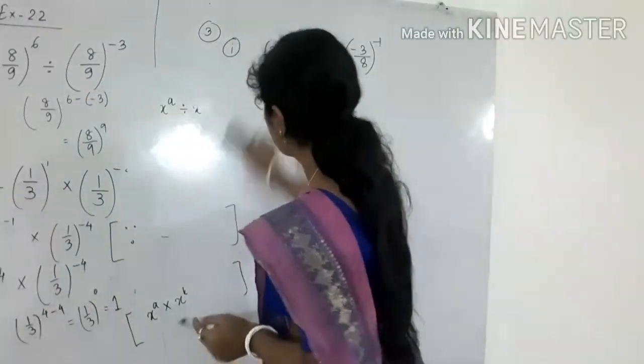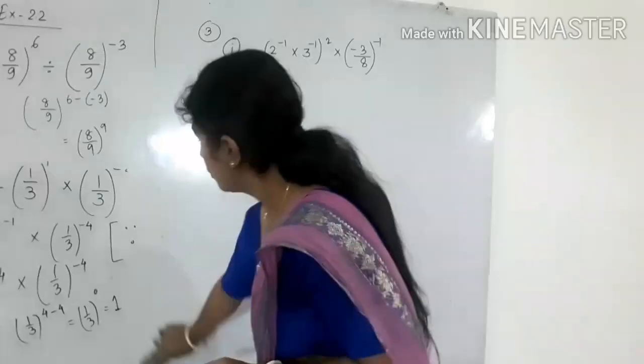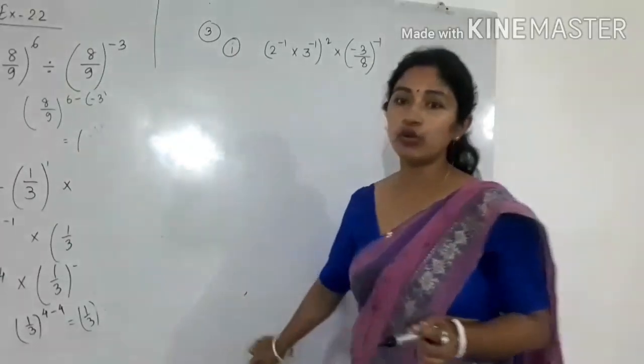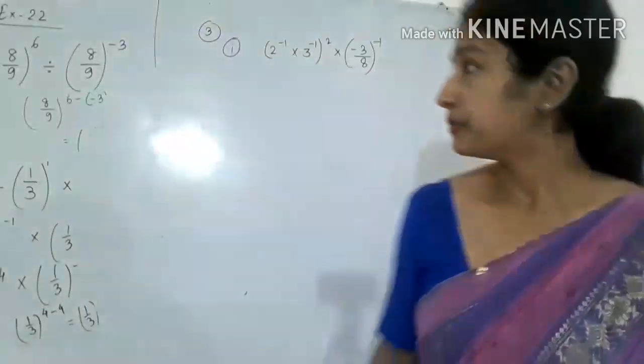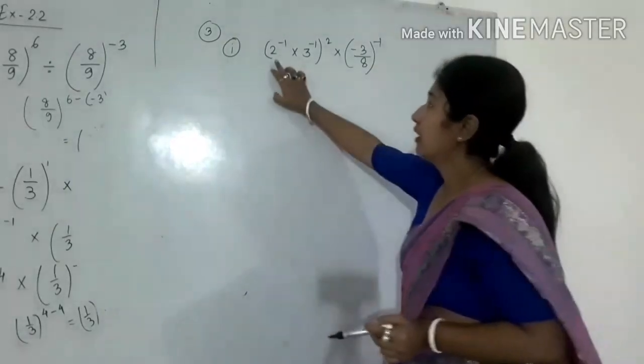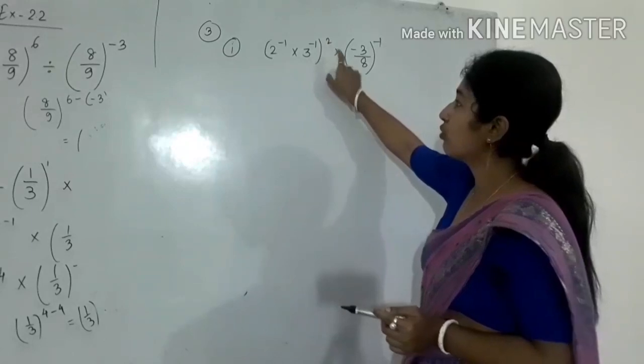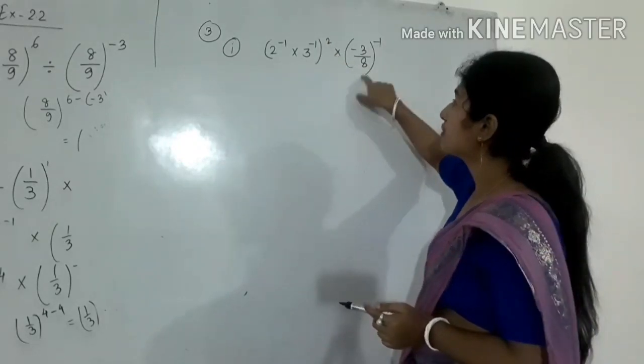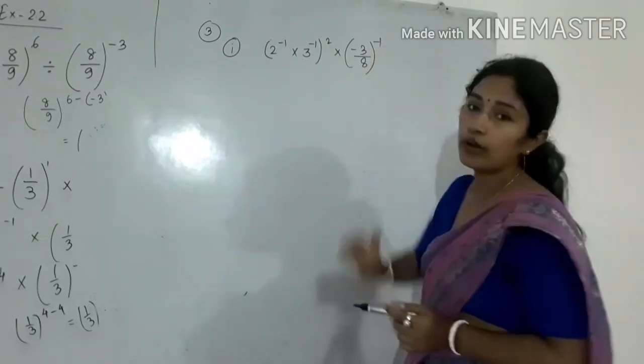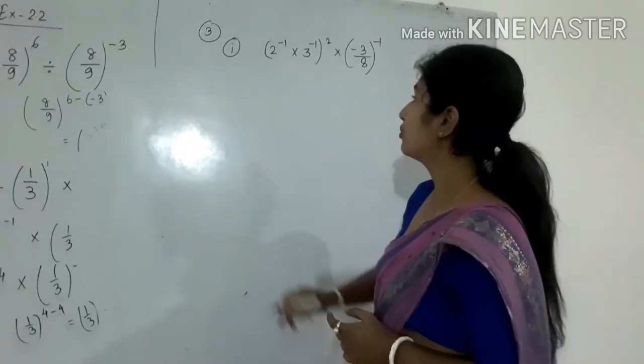See, in question number 3 I have taken number 1. Randomly I have taken some questions. In number 1, in the first bracket we have 2 to the power minus 1 into 3 to the power minus 1, whole to the power 2, into, next, (minus 3 by 8) whole to the power minus 1. See how we will do it.